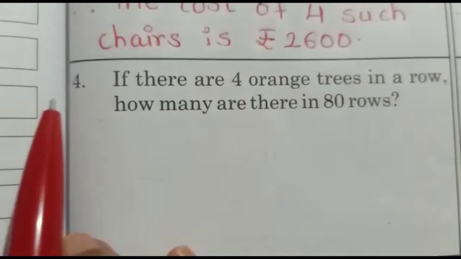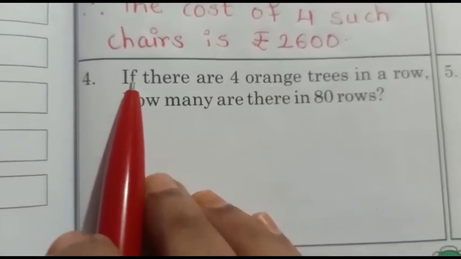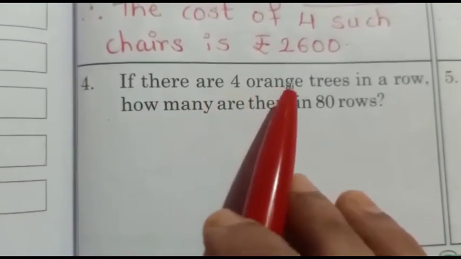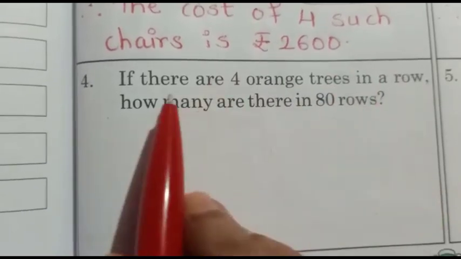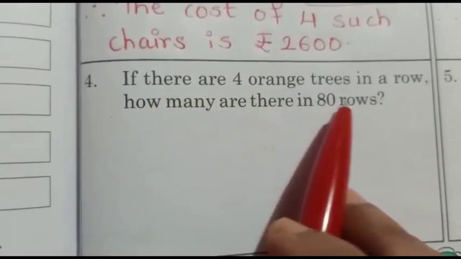Now let us see the fourth one. Fourth one is: if there are 4 orange trees in a row, how many are there in 80 rows?